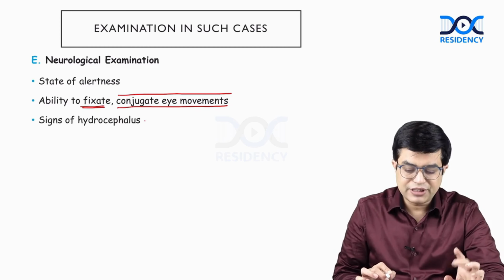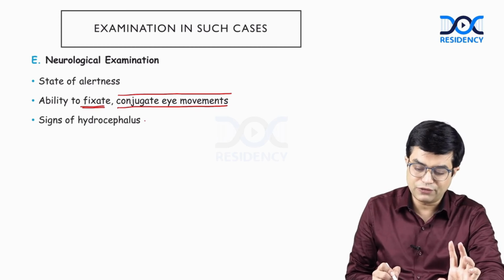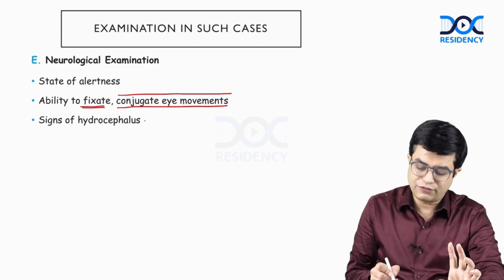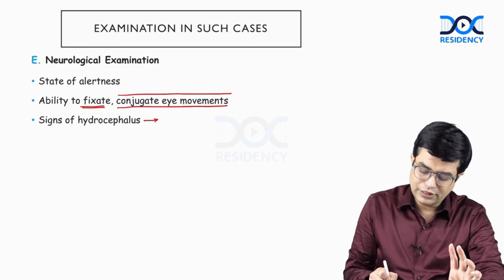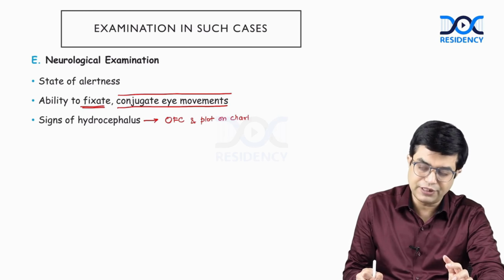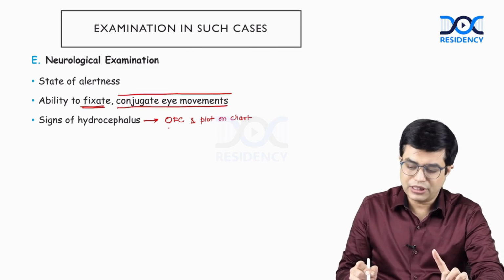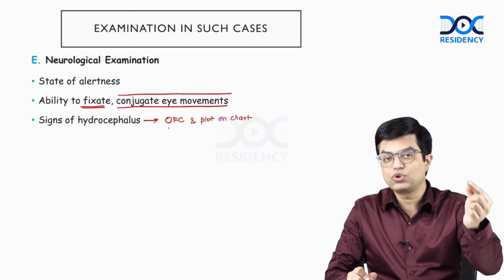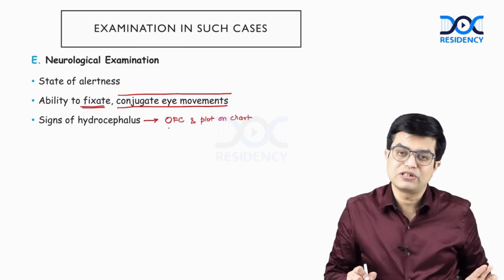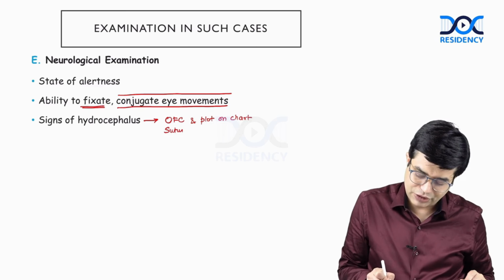Then you will check for the signs of hydrocephalus in the patient. Now the question arises, what are the signs you will look out for when you check for signs of hydrocephalus? First of all, you will take the OFC, occipitofrontal circumference, and plot on a chart. Here it had been plotted on a chart and they had said it was between mean and +2 standard deviation, right? So OFC and plot on chart, and if it is above +2 standard deviation, you will say macrocephaly is present.